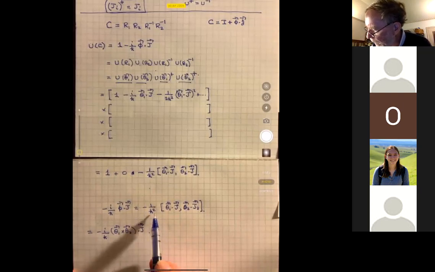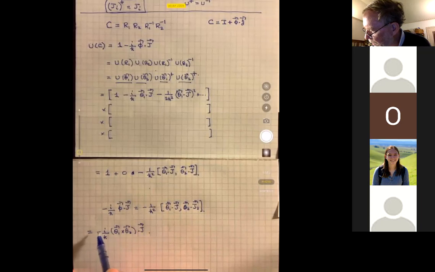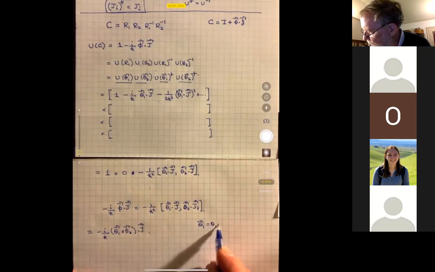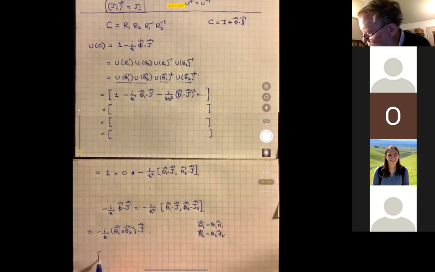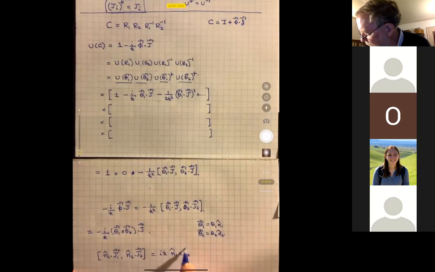And now if I multiply through by h bar squared to bring this over to the other side, and if I write theta 1 vector is equal to theta 1 times n1 hat, similarly for theta 2, then the factors theta 1 and theta 2 cancel, and I get the following formula: n1 hat dotted into j commutator with n2 hat dotted into j is equal to i h bar times n1 hat crossed n2 hat dotted into j.